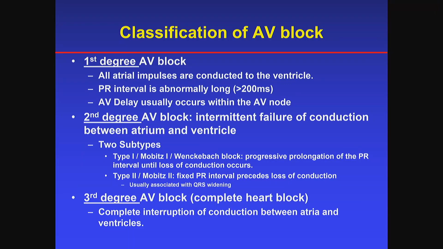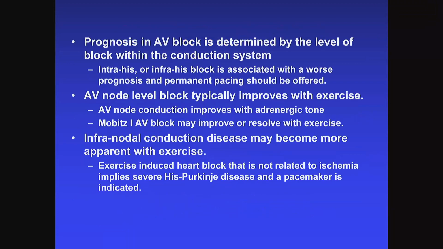QRS widening is typically associated with this type of block, and this type of block typically results from either infrahisian or intrahisian conduction abnormality and has a higher risk of progression to complete heart block and asystole. And finally, third degree AV block or complete heart block involves complete interruption of conduction between the atria and the ventricles. The prognosis in AV block is determined by the level of block within the conduction system.